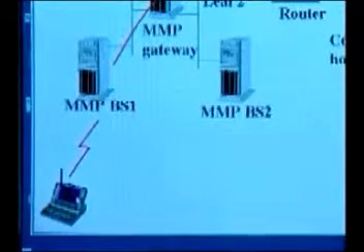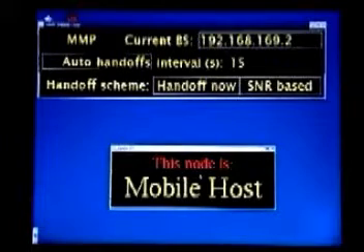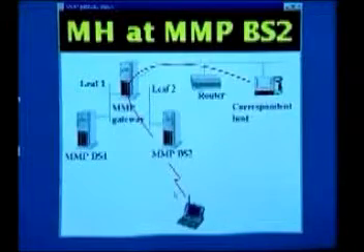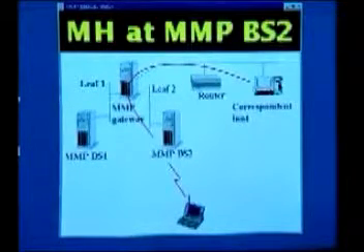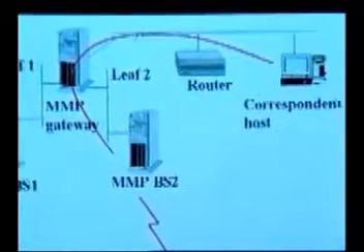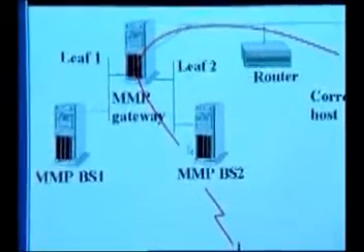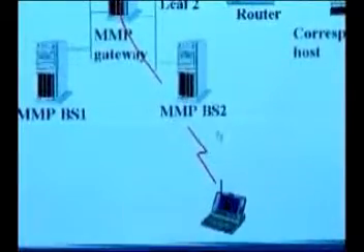Now let's look at the mobile host moving from base station 1 to base station 2. This is the mobile host. I'm going to initiate a handoff now from base station 1 to base station 2. The handoff to base station 2 is now complete. Let's take a look at the route taken by packets from the correspondent host. They go along this red line and they come to the MMP gateway and go directly to MMP base station 2. From there, they go over the wireless link to the mobile host.